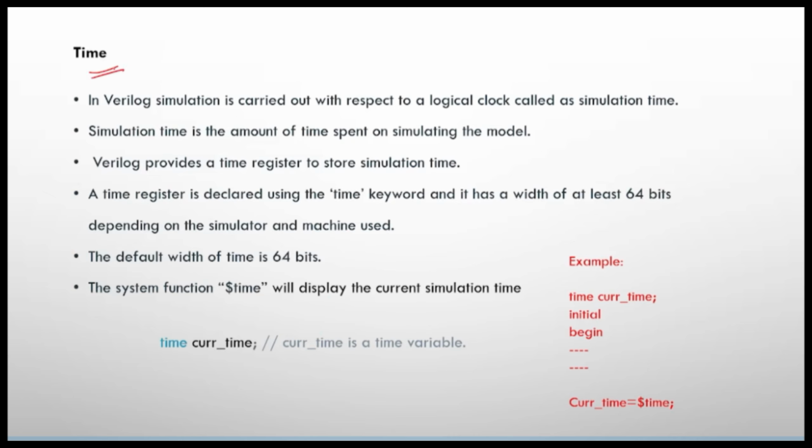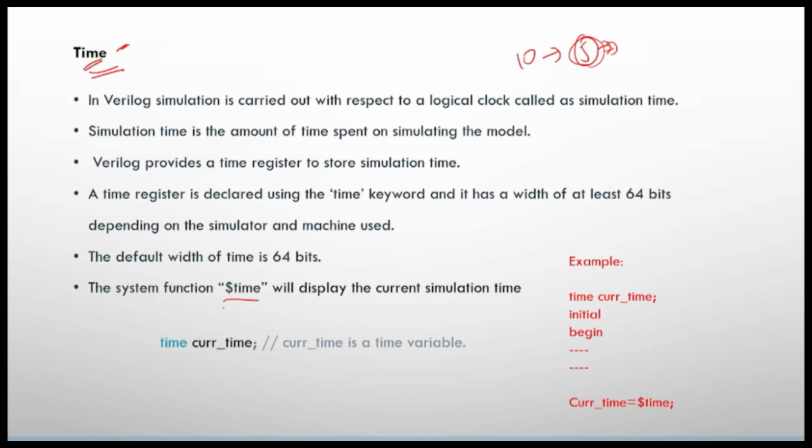Now coming to time. So what is this time? Basically, when you are simulating some code, you need to know the simulation time at some particular point. So what is the simulation time? It is nothing but the amount of time which is spent on simulating the module. Like if you have 10 lines of code, at the fifth line of your code, what is the simulation time, like at what point of time this fifth line of code is being simulated. So to know all this, you will be using this time data type.